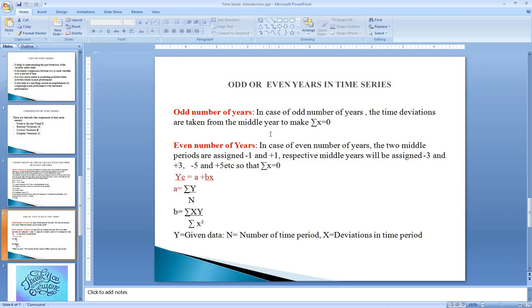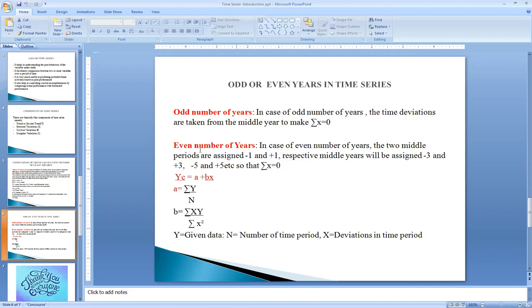5 or 7 years, 9 years, when an odd number of years comes, the central value is considered as the middle year. So we are going to calculate with the help of the central value. That is, 0 will become the central value, -1, -2, -3 in the upward direction, and in the downward direction we are going to have the deviations 1, 2, 3. So this is for an odd number of years during the time of deviations.